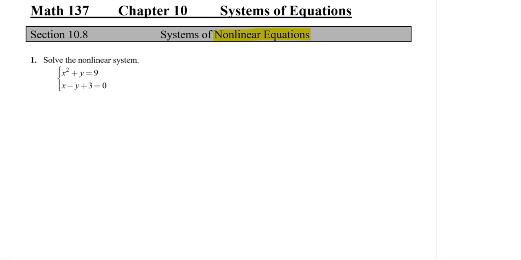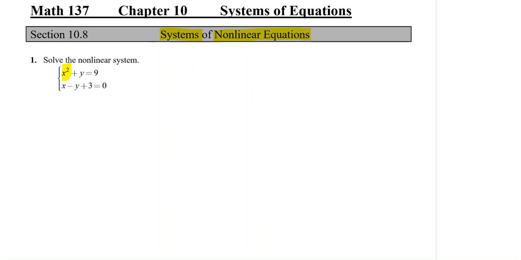nonlinear equations. A system of nonlinear equations just means at least one of the equations in the system is not linear. That means it's not just x to the first power, y to the first power. So look at this first system, for example. You see that x squared right there. That means it's not a linear system, even though the second equation is a linear equation.